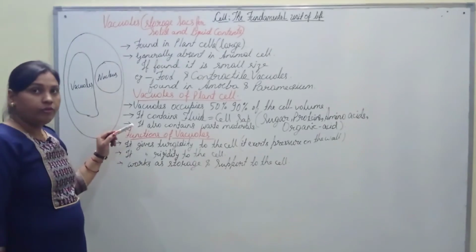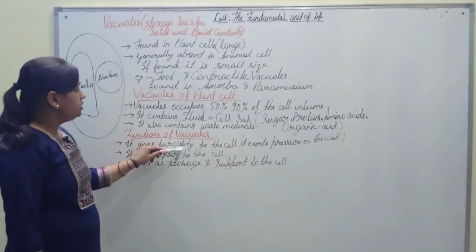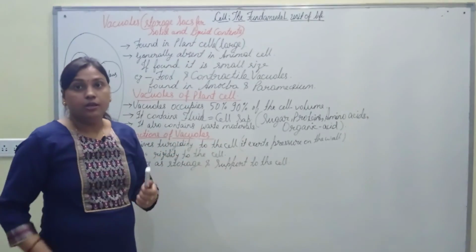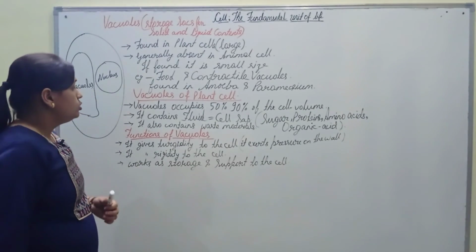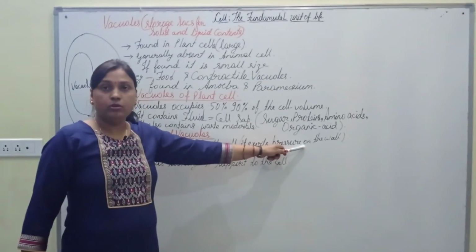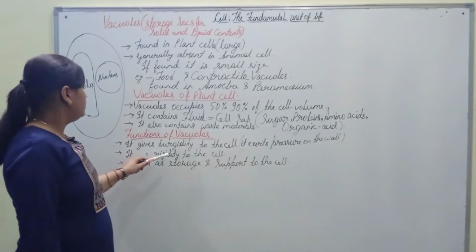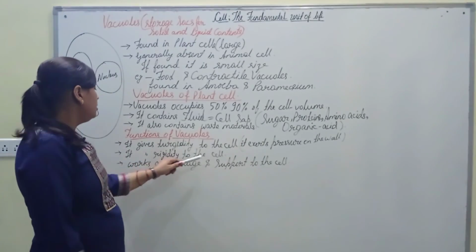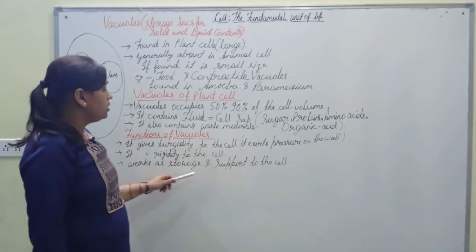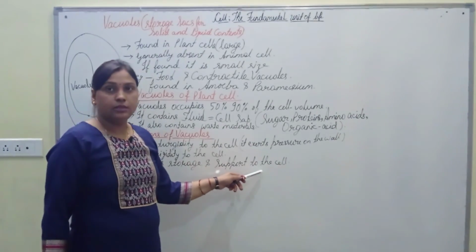Now the function of vacuoles: it gives turgidity to the cell since it is filled with fluid, so it exerts pressure on the wall, and this process is called turgidity. It also gives rigidity or hardness to the cells, and works as storage and support to the cell.